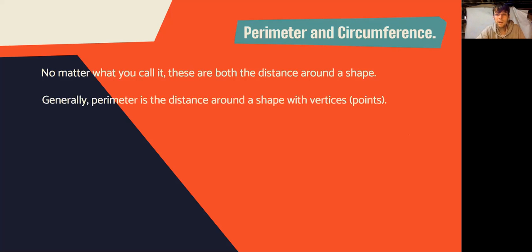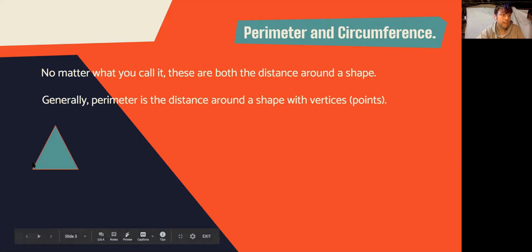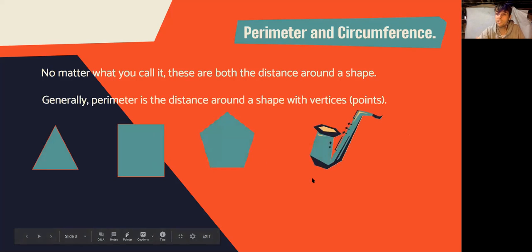Generally, perimeter is when we're talking about the distance around a shape that has vertices or points. So a triangle, right? If we're talking about the distance around the outside of a triangle, we'll reference that as perimeter. Or a square, or some other quadrilateral, or a pentagon, or even if it's some sort of irregular shape like this, we would still call that the perimeter of the shape.